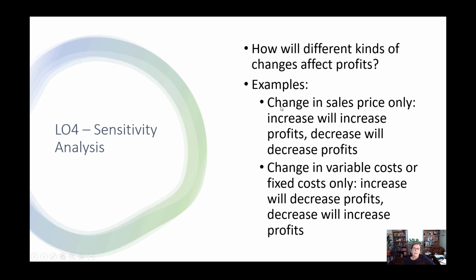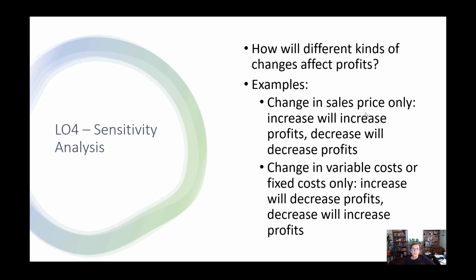So I'm giving you two very simple examples here just to give you the idea. Let's say a change happens in your sales price only, your sales price, nothing else. Now, of course, in real life, if you raise your sales price, what's going to happen? Chances are your sales are going to go down, but we're just assuming only the sales price is getting changed. So an increase in sales price is going to increase your profits, right? Because if everything else stays equal, your sales price goes up, your sales go up.